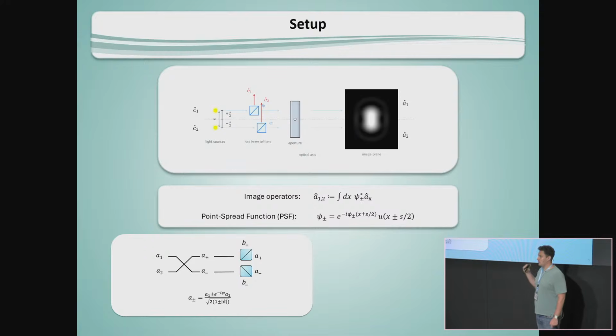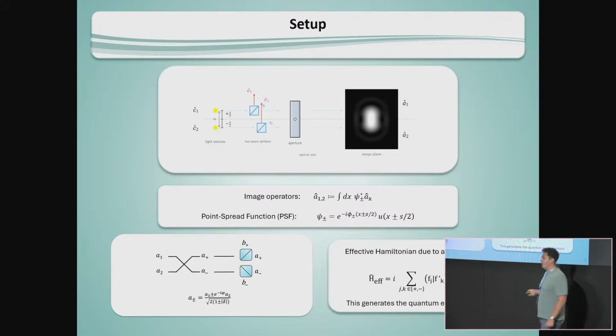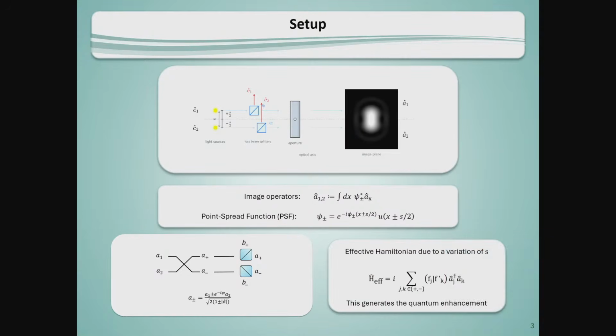And what we're doing then is we fix a reference point. So most convenient is to set s equals 0, and we see how things change as the parameter fluctuates around this reference point. And this can be modeled as a beam splitter, and this will generate this effective Hamiltonian, which then can lead to this quantum enhancement, that n-squared scaling term in the quantum Fisher information that describes the sensitivity of our estimation. And this is what Emre has been talking about.